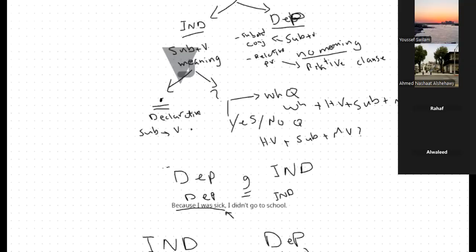And we have two kinds of interrogative. One starts with a WH question, so the order is going to be like that: WH question, helping verb, subject, main verb. Or it can be a yes/no question, so it starts with helping verb, then the subject, then the main verb.